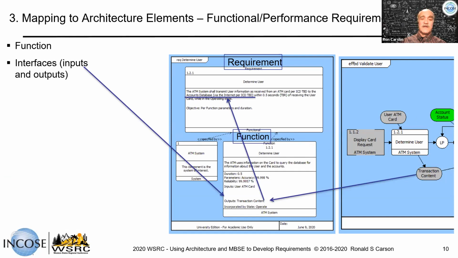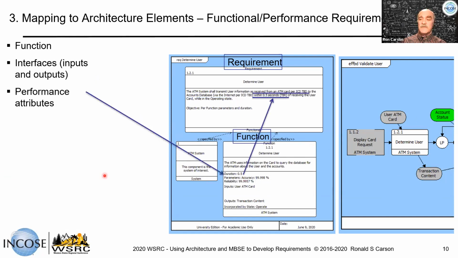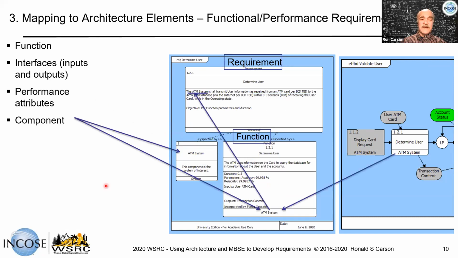The performance attributes are represented as parameters in the model, including the timing as a duration, so it's represented right here, and such things as accuracy and reliability for each function. And these address the how well of the function. The component enables a check on the consistency of allocation to the requirement and function, the who of the requirement. And this helps us avoid what we call level errors or misallocation.